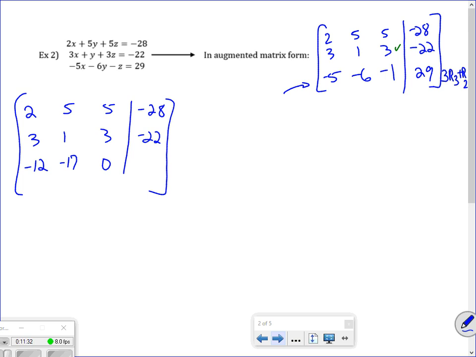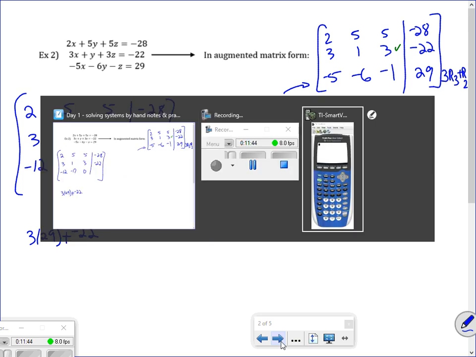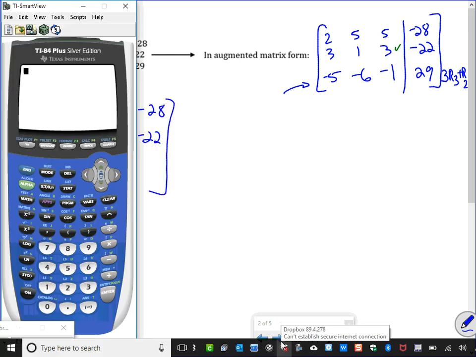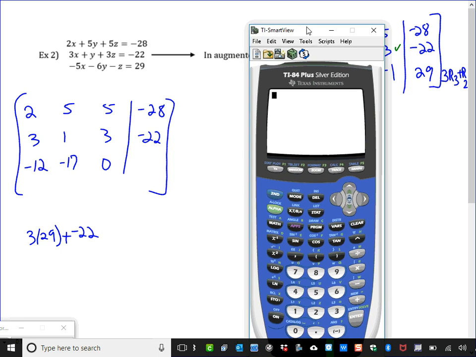And then I have 3 times 29 plus negative 22. So let me see. Maybe I'll pull out my calculator. So sometimes, you might want to grab your calculator out, but it wouldn't be that hard to do in your head. 3 times 29 minus 22. And by now you probably have it figured out. All right, but anyway, 65.